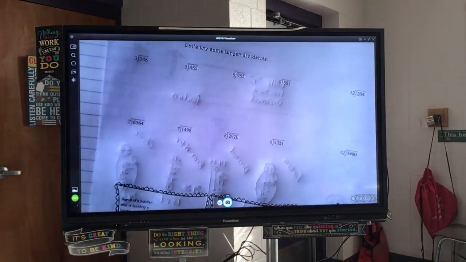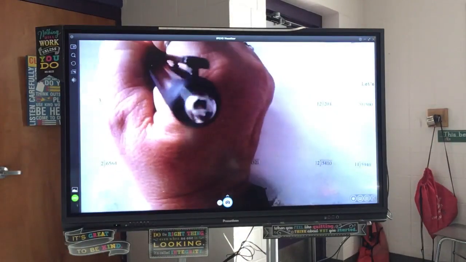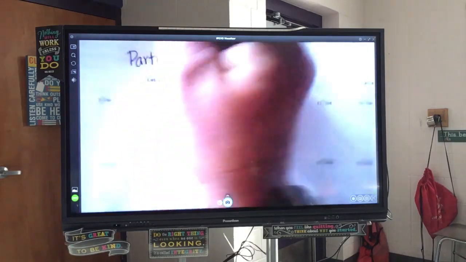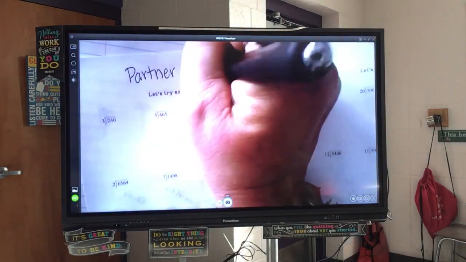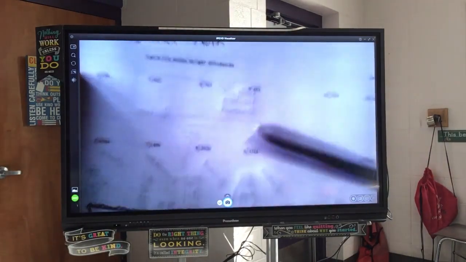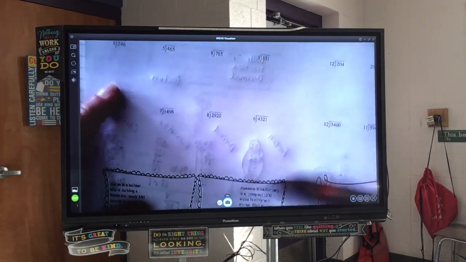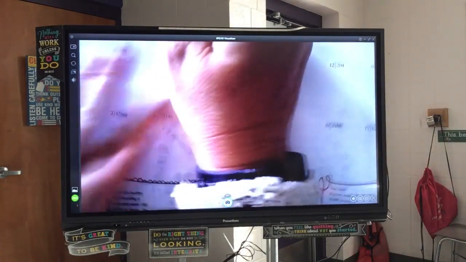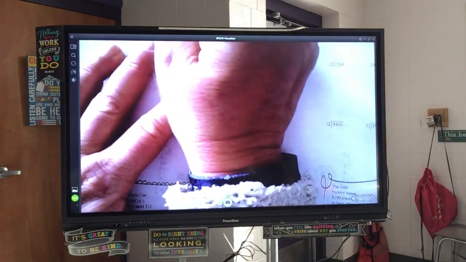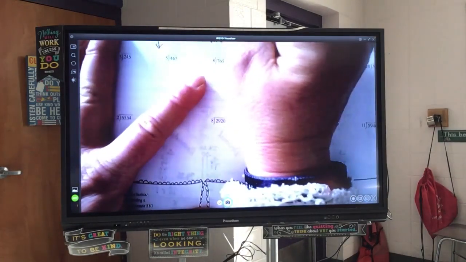All right, flip your paper over. On the left side, this is going to be some partner words. You and your partner are going to pick four of the problems up here and one of the word problems. So four problems there and one word problem.